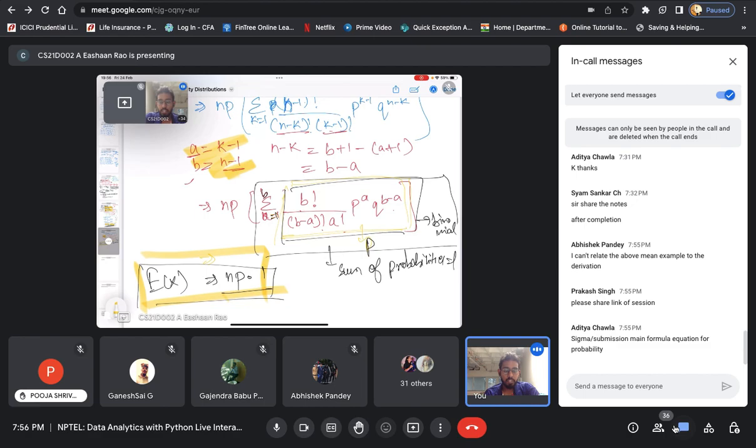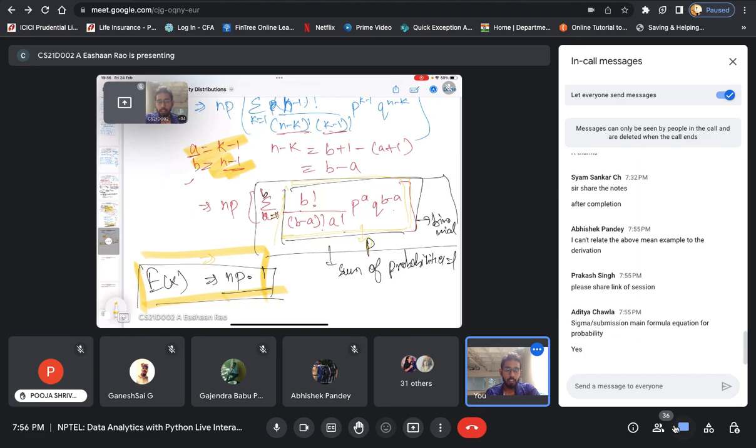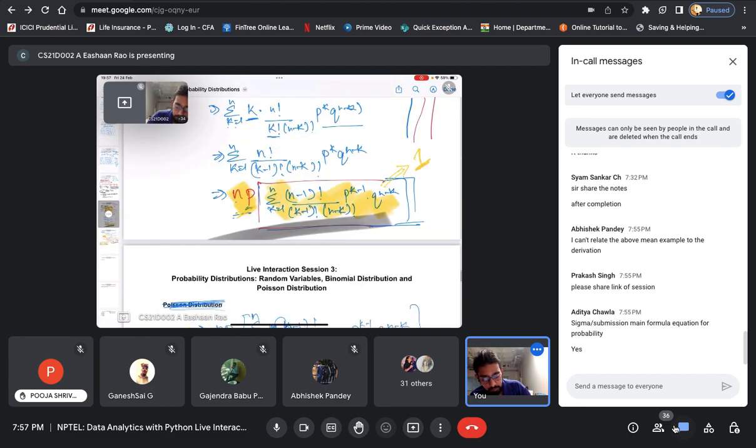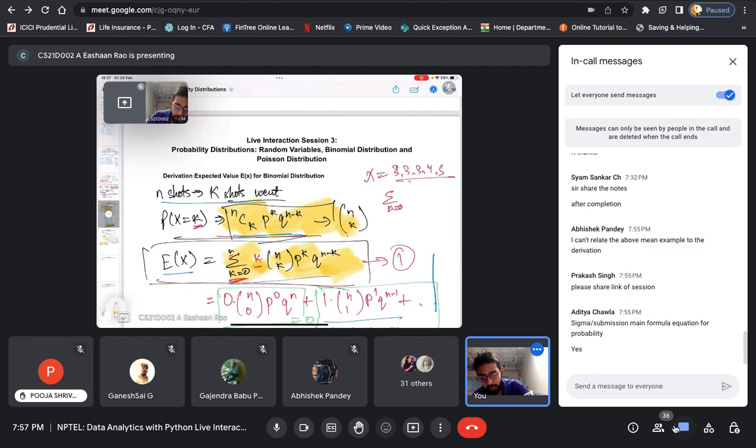Okay, sigma summation, the main formula equation for probability. Are you asking what the mean value of that is? Can you be more specific, Aditya? Okay, if I am assuming that you want to know the sigma value for finding a probability situation here, this is usually how you can represent it. Let me write this again somewhere else.